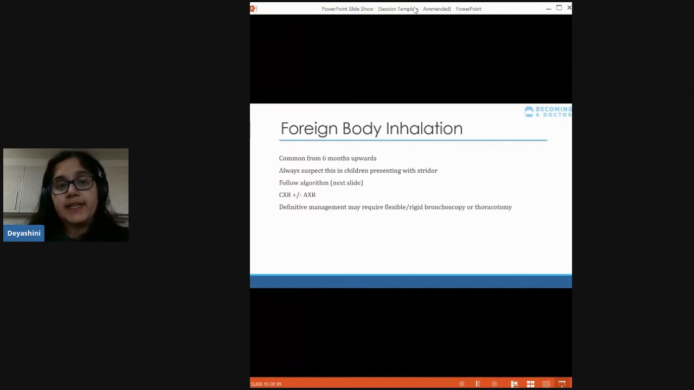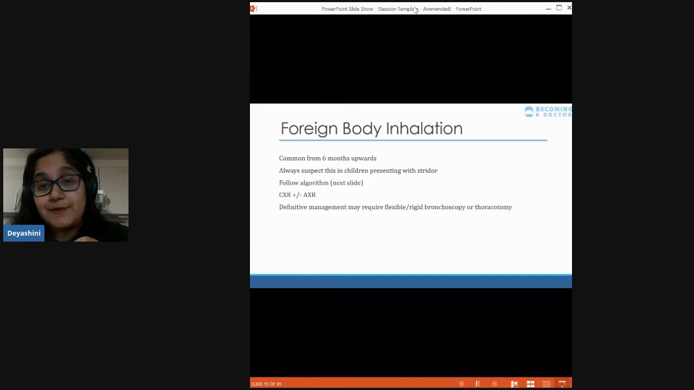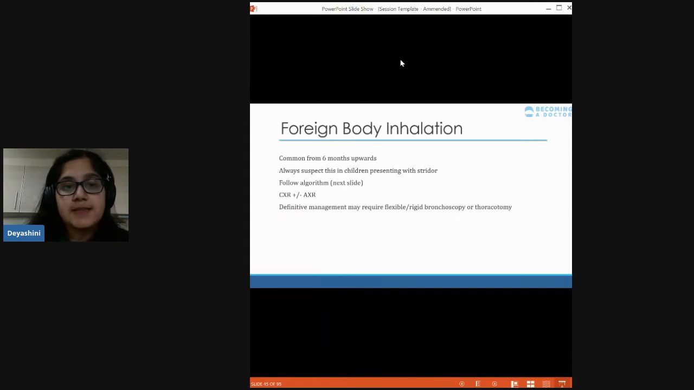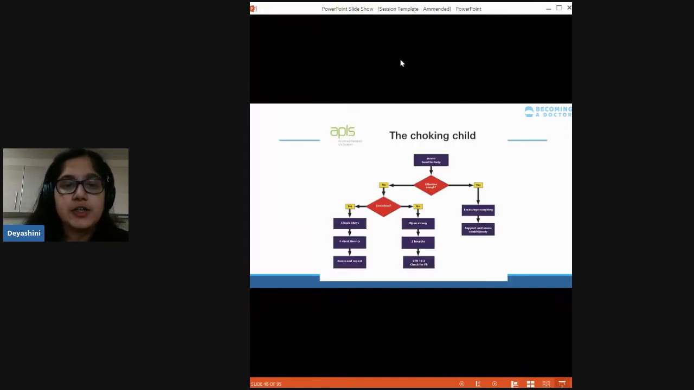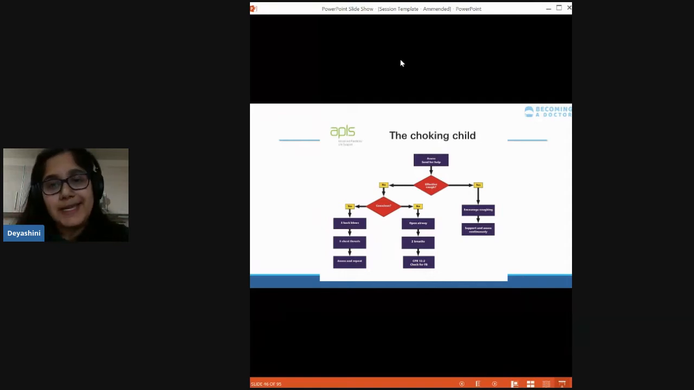If the simple maneuvers in the algorithm on the next slide don't work, you have to consider more definitive management. A senior trained person, not you, would try a flexible bronchoscopy, then if that fails a rigid bronchoscopy, and if that fails a thoracotomy, which is very, very rare. In terms of the algorithm, you need to encourage them to cough. If they're unable to cough and they're conscious, you can give back blows. The exact method is covered in APLS, so I won't go into that. You basically don't do abdominal thrusts.